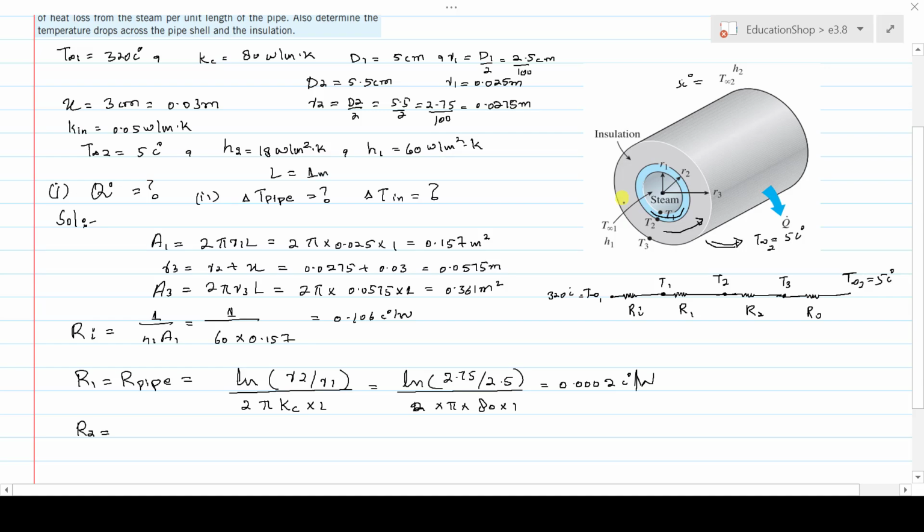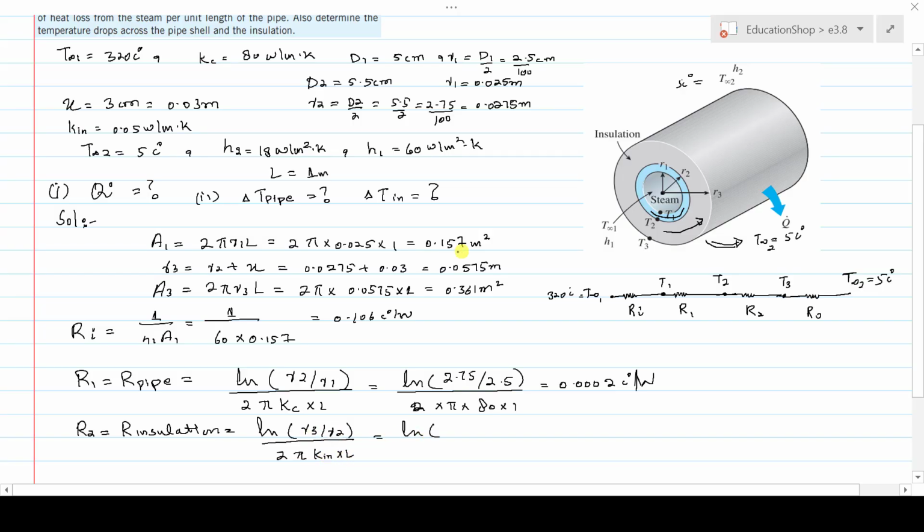Next is to find the resistance R2 that is offered by the insulation that is provided over this steam pipe. Similarly, this insulation is also in a cylindrical shape. That's why the resistance must be in cylindrical coordinates, and that is equal to ln(R3/R2) divided by 2 pi times the thermal conductivity of the insulation.